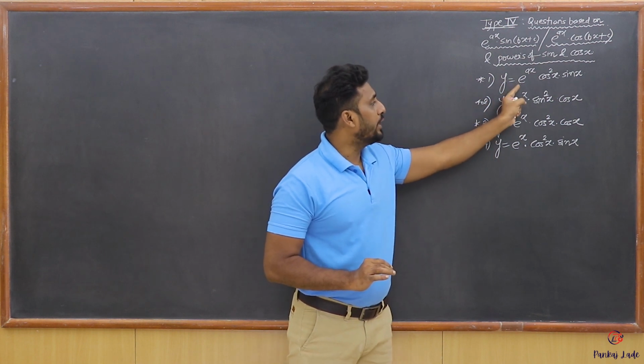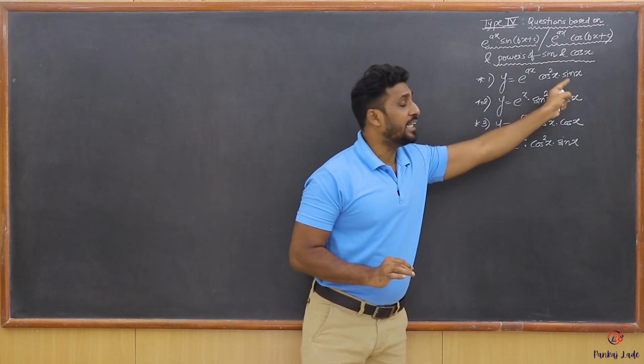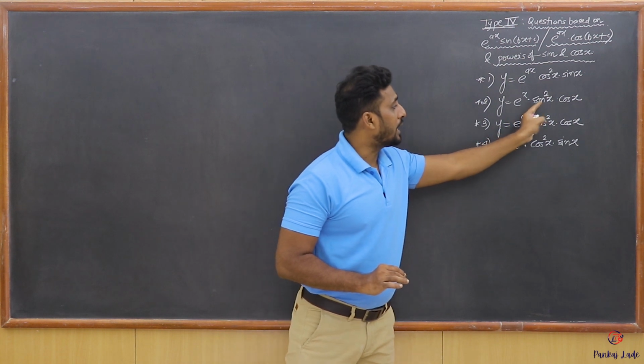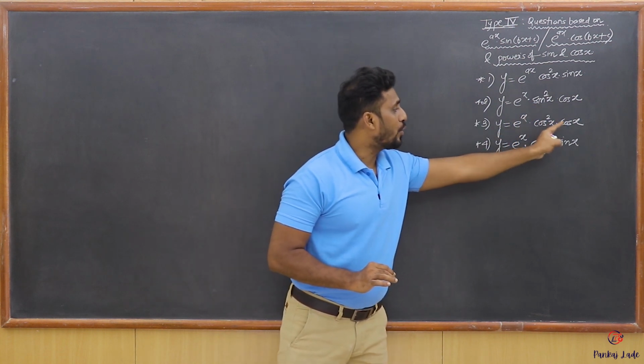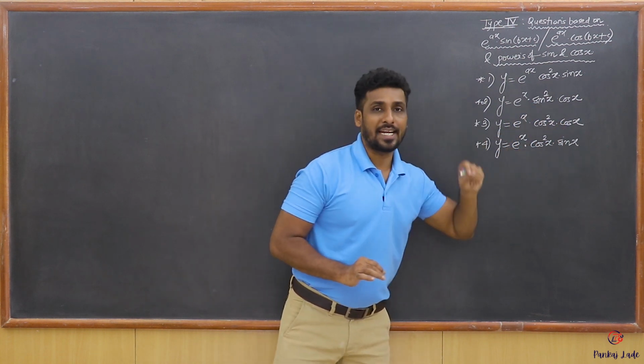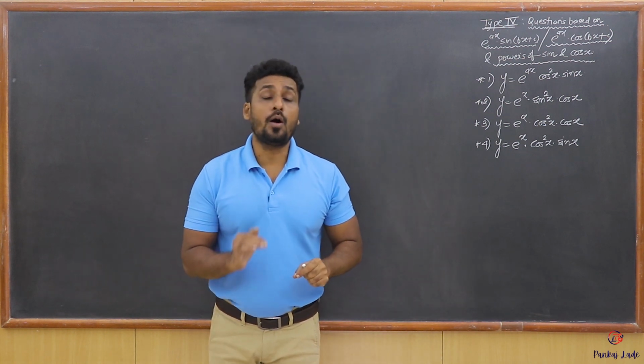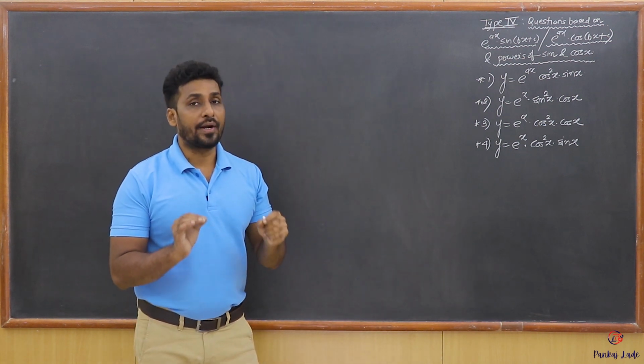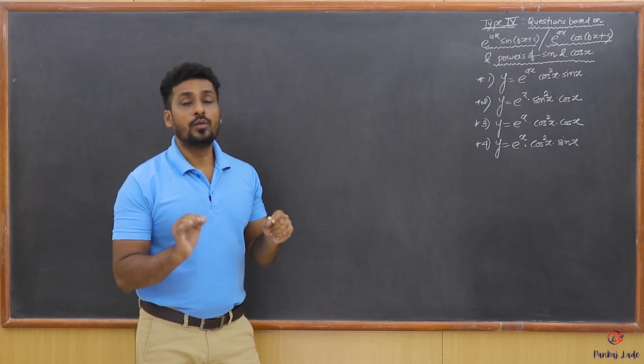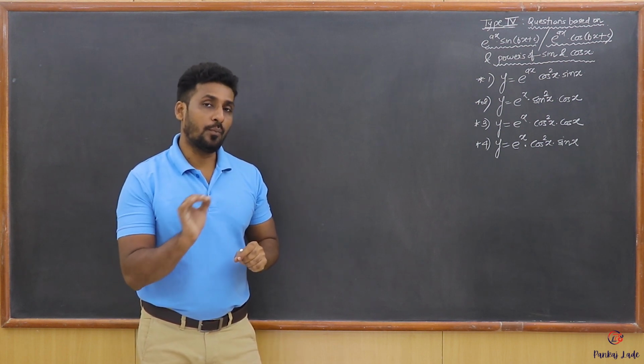You have y is equal to e raised to ax cos square x into sin x. The next term is sin square x into cos x. Cos square x into cos x, cos square x into sin x, isn't it? So here you'll be having a power to the trigonometric term. Otherwise, the problem is very much similar to what we have solved in the previous time.